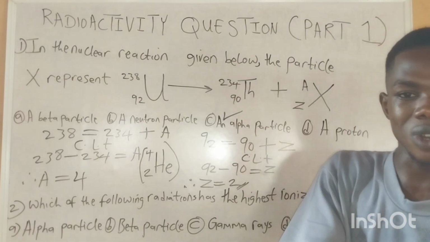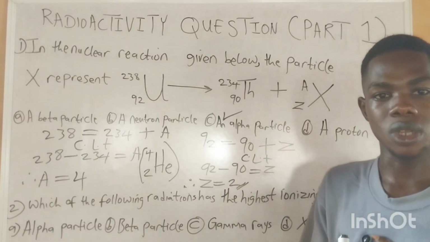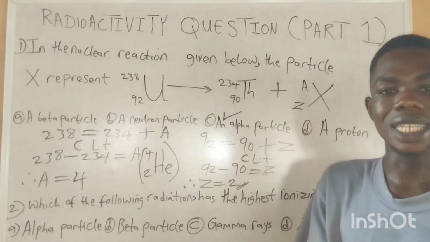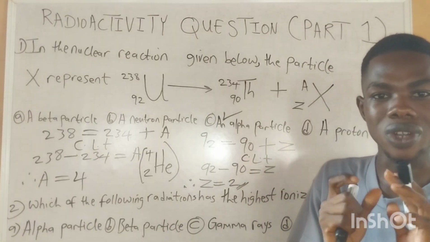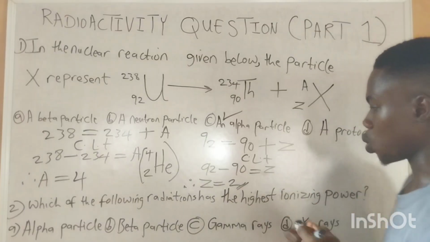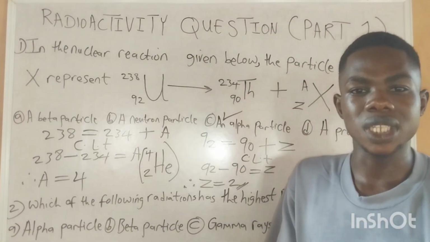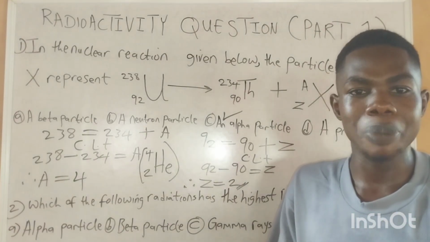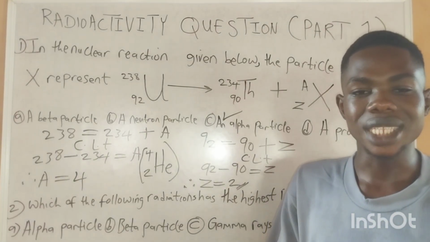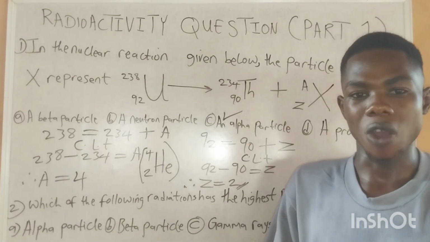We have the major radiation and the minor radiation. Please take note of this. Under the major radiation, we have the alpha particle or alpha ray, the beta particle or beta ray, and then the gamma rays. So please take note of this.